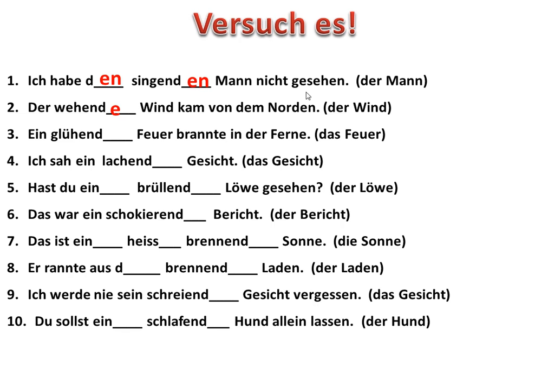And then for Feuer, it's a das word. Again, it's a subject, so nominative case. So we're taking glowing or glühend. We're going to use it as an adjective here. So we're going to add an es. Ein glühendes Feuer brannte in der Ferne. So, I saw a laughing face. Ich sah ein lachendes Gesicht.